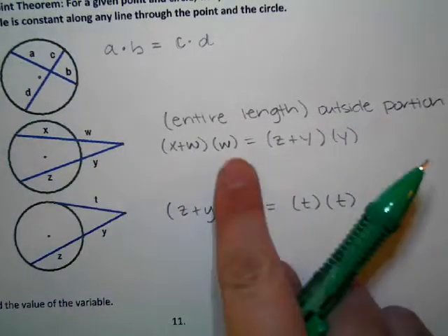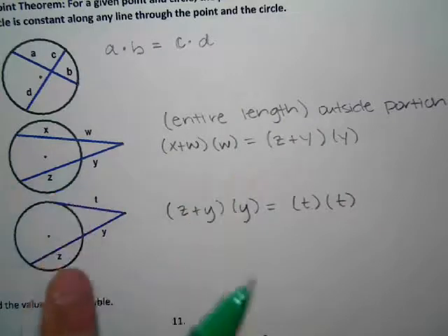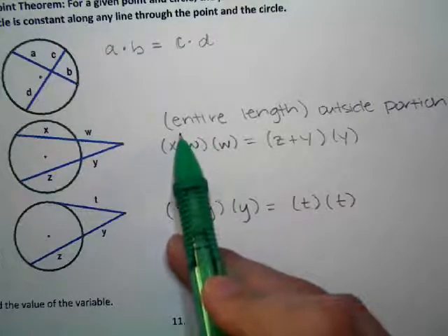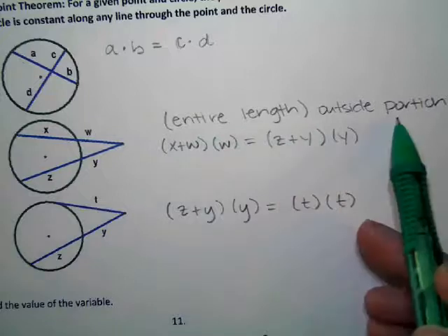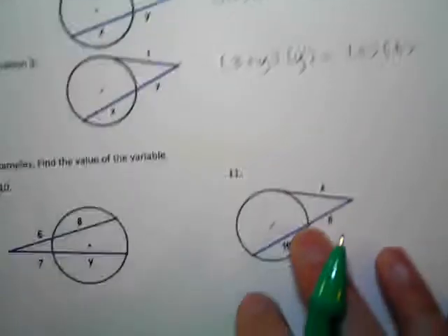Some students are really big on drawing the diagrams and figuring out what the letters are and then trying to match that up to the exact problem. And I say, no, no, no, that's a very difficult way to do the problem. The easiest way is to just think of it as the entire length times the outside. And then you don't have to memorize a formula, you just memorize how the formula works. The entire thing times the little bit that's outside the circle. Okay, so let's write this down.